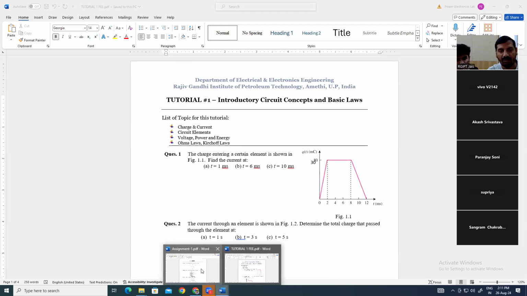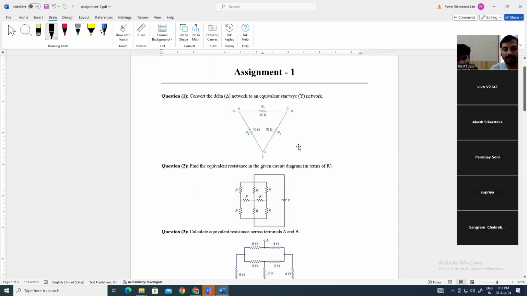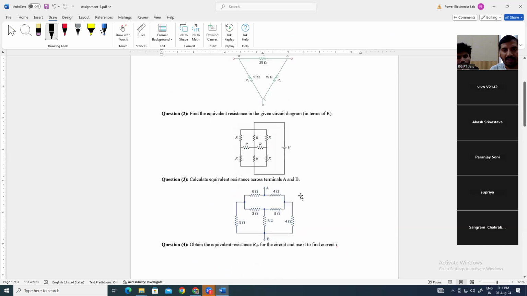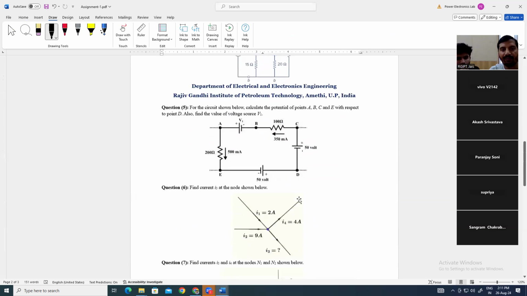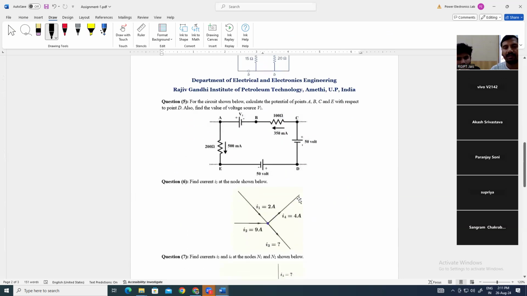In assignment or tutorial? The question 5 of assignment first. Assignment first, question 5. Okay. So what is the doubt? Sir, corner potentials. So what method are you using to actually find the potentials? Are you doing this using some KCL or you are making notes?